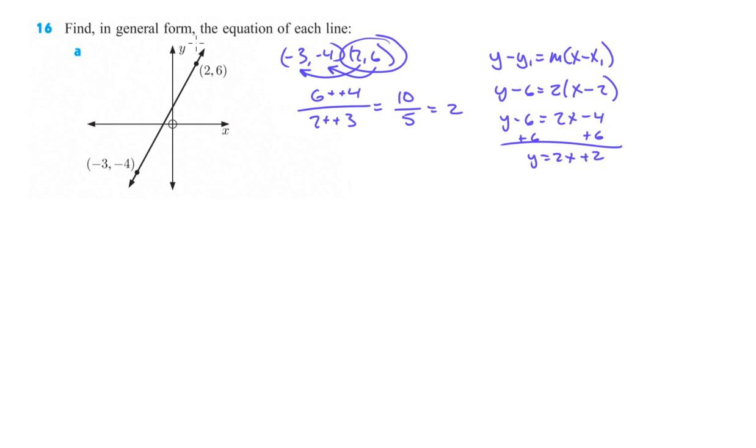But now it says general form, the equation of each line. So now we have to move this 2x back over. Okay, so subtract 2x from both sides. We get negative 2x plus y equals 2 here. And also the other thing with general form is this always has to be a positive to start with. So we basically want to multiply everything here by a negative 1, or a simple way is just switching all the signs. So we get 2x minus y equals negative 2 is our answer in general form. Okay.